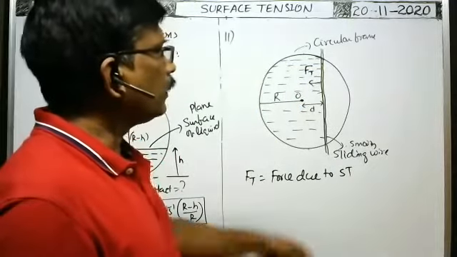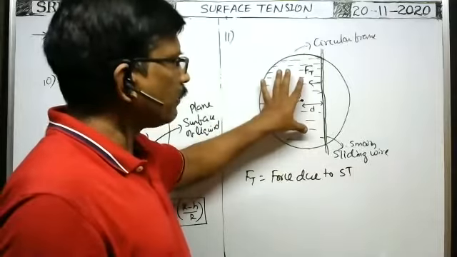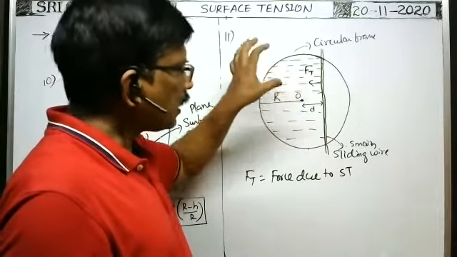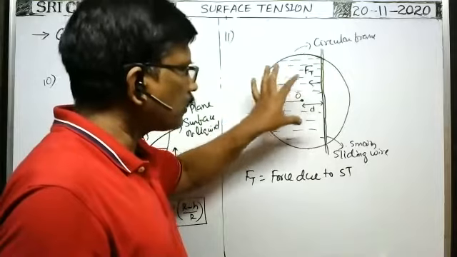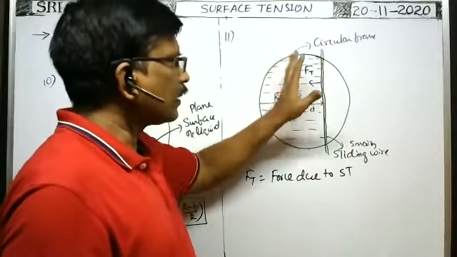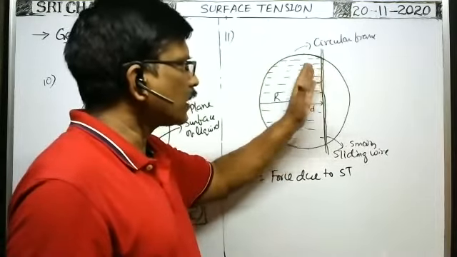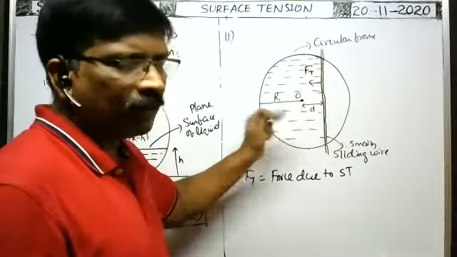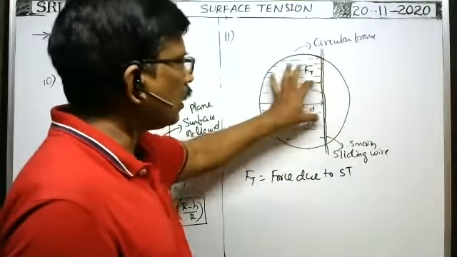So because of surface tension property in acquiring minimum surface area, the soap film exerts the force on the sliding wire due to surface tension towards left, or towards the liquid film. Due to that, the sliding wire tries to come in this direction.